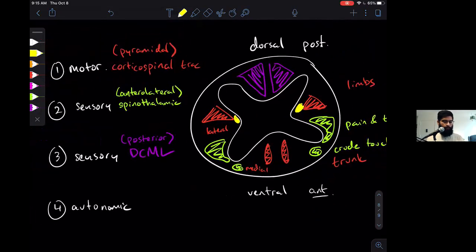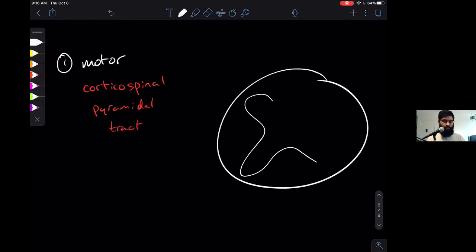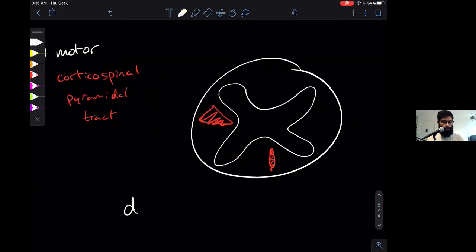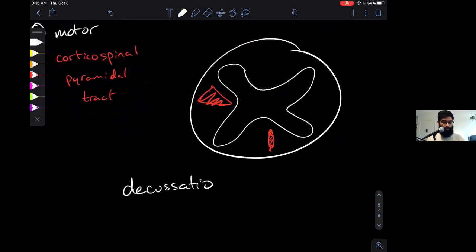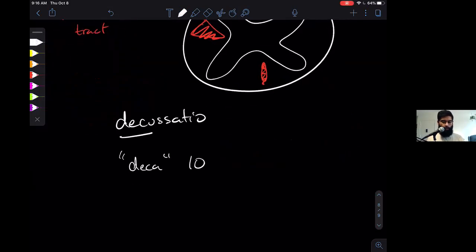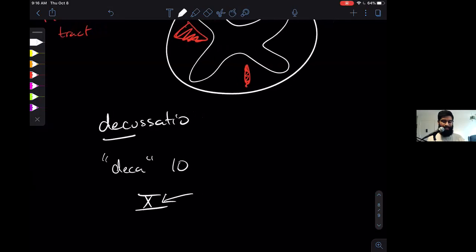Okay. So starting off with number one, this was our motor, which is also known as the corticospinal or pyramidal tract. And we said that the information passes through a lateral tract right here and a medial tract right here. And all of these tracts are going to have a decussation. And decussation means a crossing over. This comes from dec, deca, meaning 10, like decathlon. And the Roman numeral for that is X, right? Which is a cross. And so decussation is where things cross over.